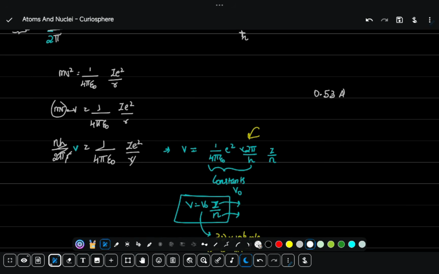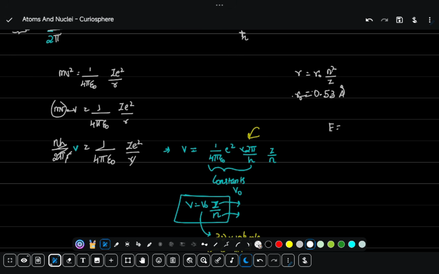0.53 angstrom units is r naught. So r is equal to r naught into n squared by z. Similarly for energy, here you have to apply the principle of conservation of energy.